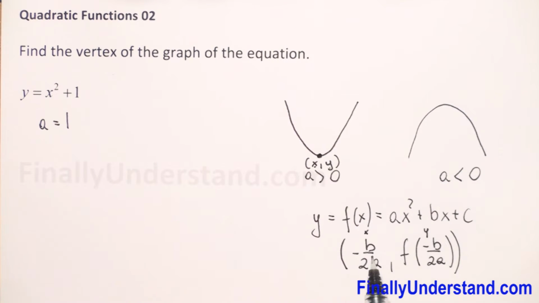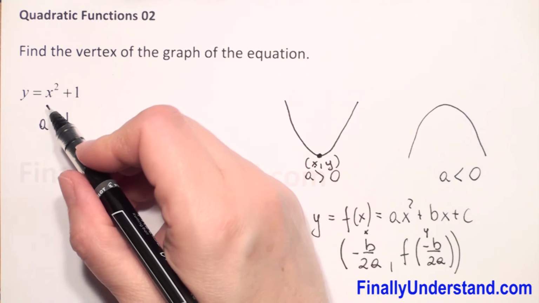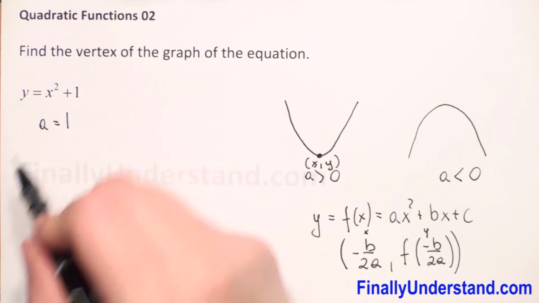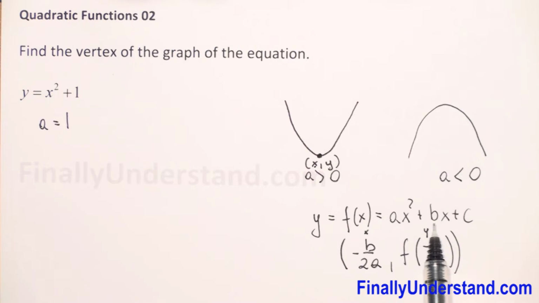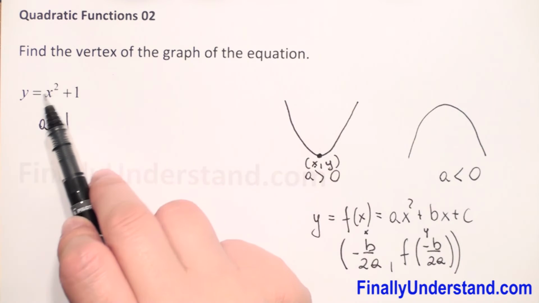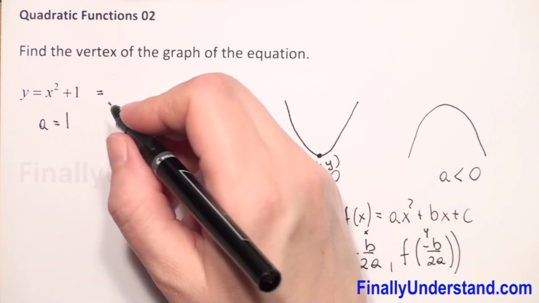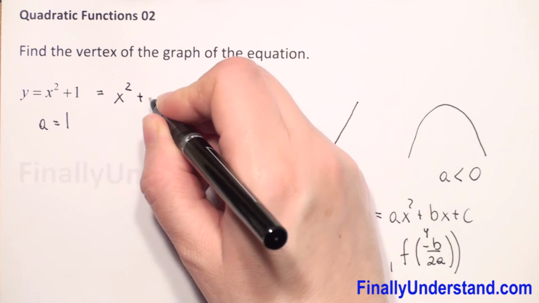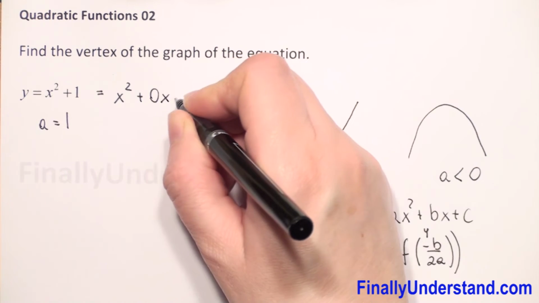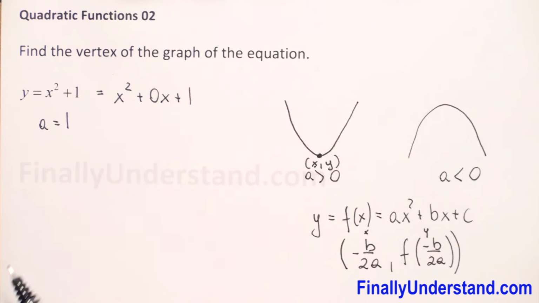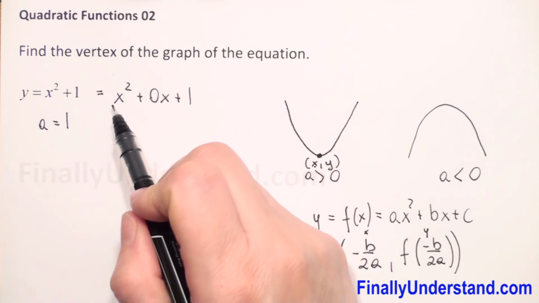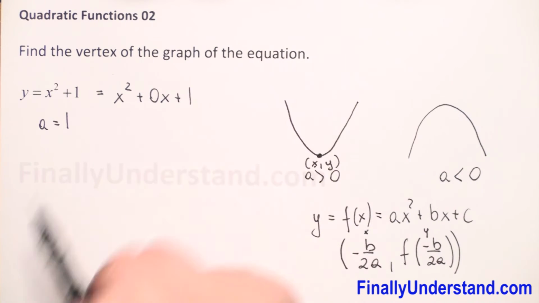So we need to know the b. Let me rewrite our equation. We have x squared plus 1. We don't have an expression with x, and b is the coefficient before x. So when we don't have the expression, it means that the coefficient b is 0. So we can rewrite this as x squared plus 0x plus 1. And now it's very easy to read the coefficients: before x squared is a, then b, and the constant is c. So a we have is always, when we don't have any number, an invisible 1.